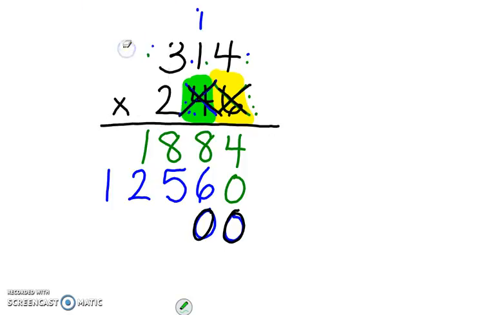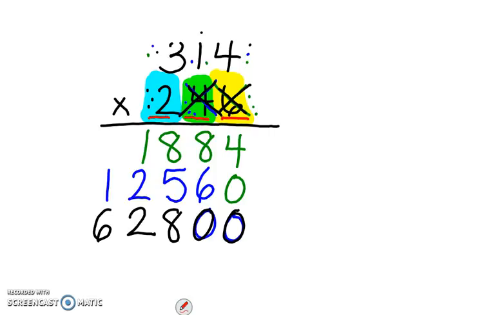Now I'm going to continue multiplying, and I'm going to multiply my hundreds digit across all place values. 2 times 4 gives me 8. 2 times 1 gives me 2, and 2 times 3 gives me 6. A quick check is in my factor, I have 1, 2, 3 digits, so I should have 1, 2, 3 partial products. My final step is to add them all together.